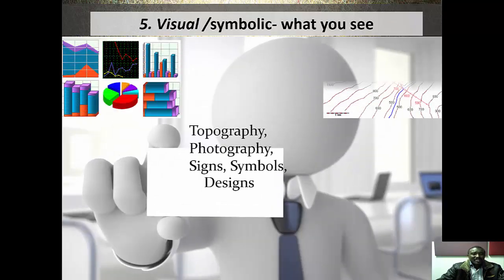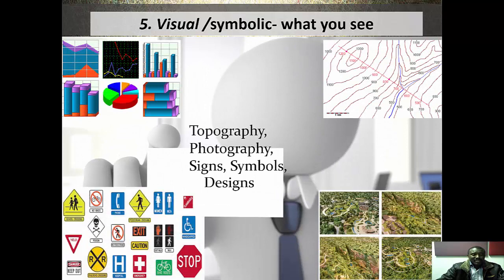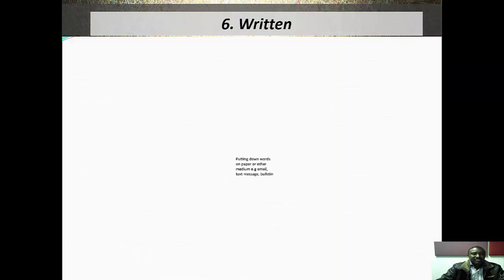Then we have the visual or the symbolic, which is the fifth one. It has to do with topography, photography, signs, symbols, designs, and various things like that. We can see all over, there are various signs here and there. We have been told that a picture speaks much more than 1,000 words. So that is why using pictures is very important.